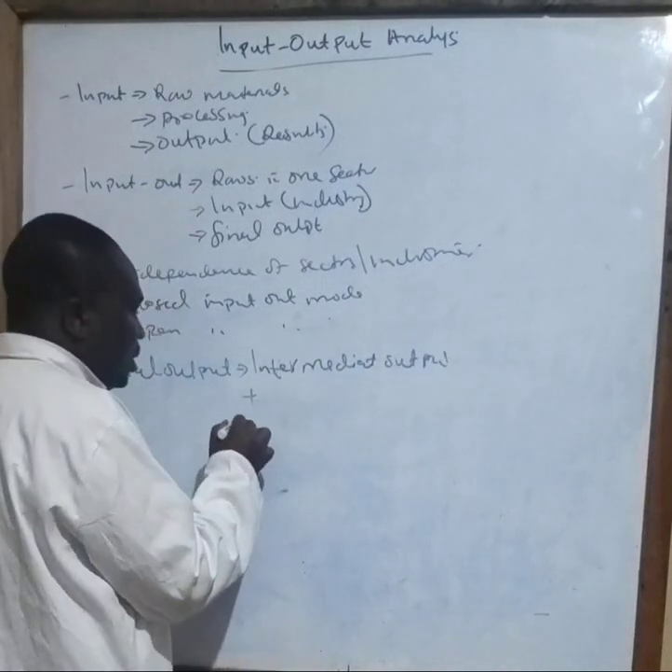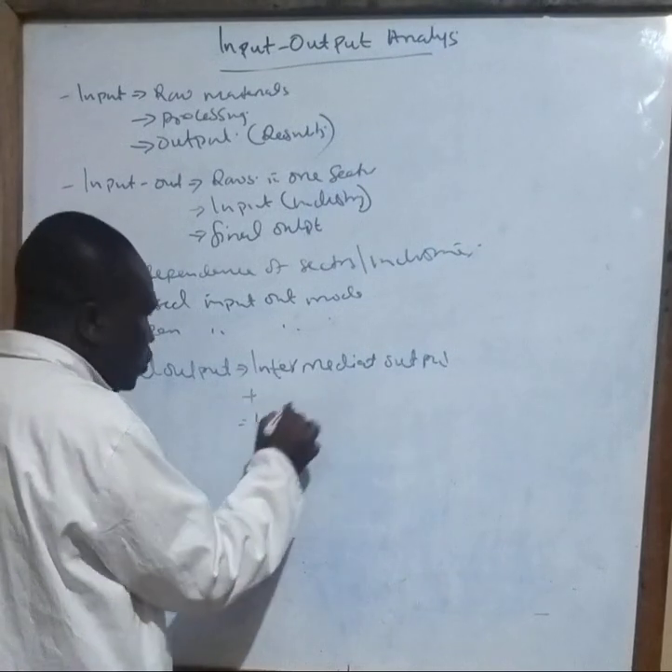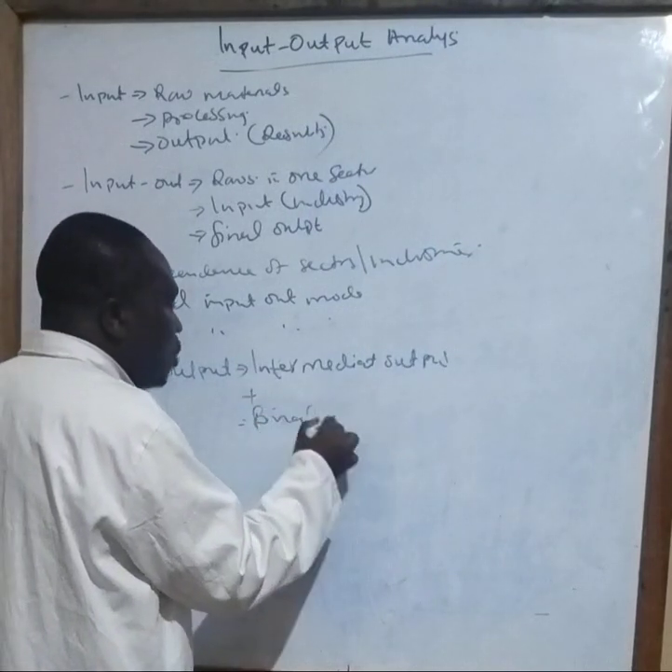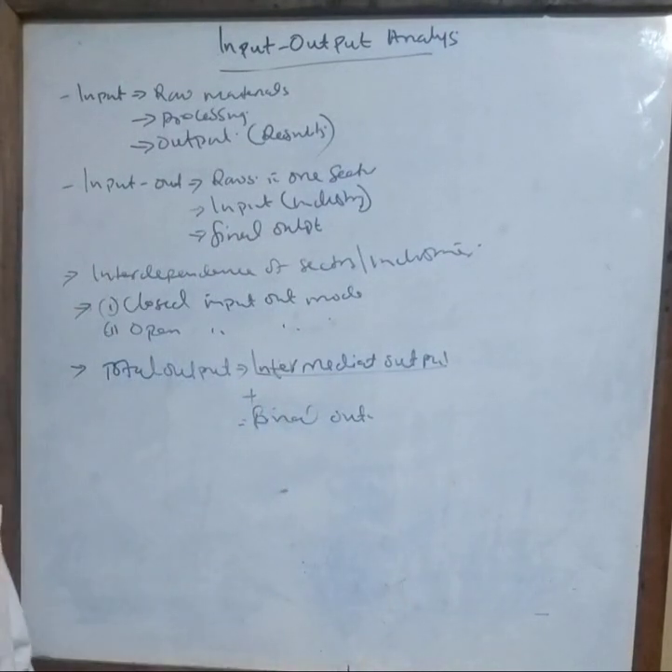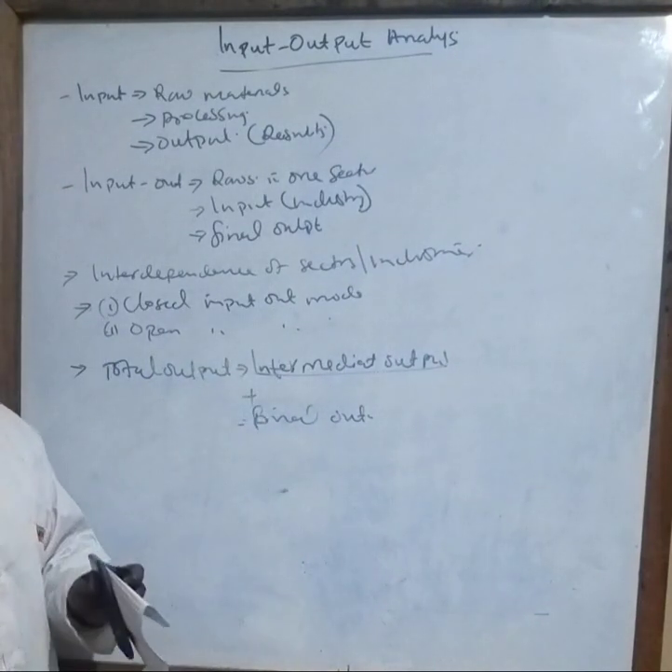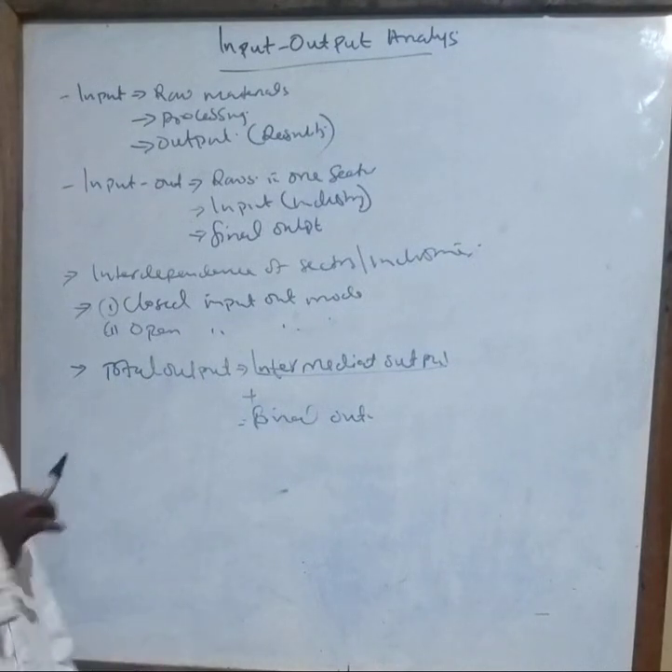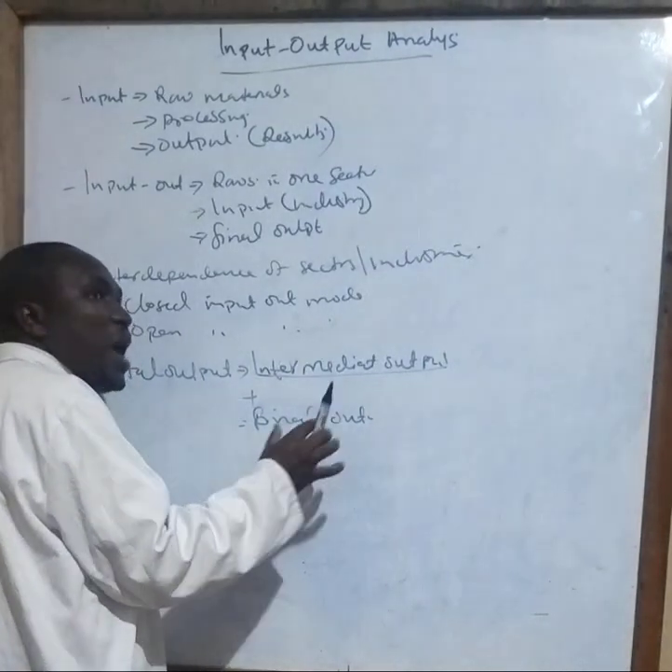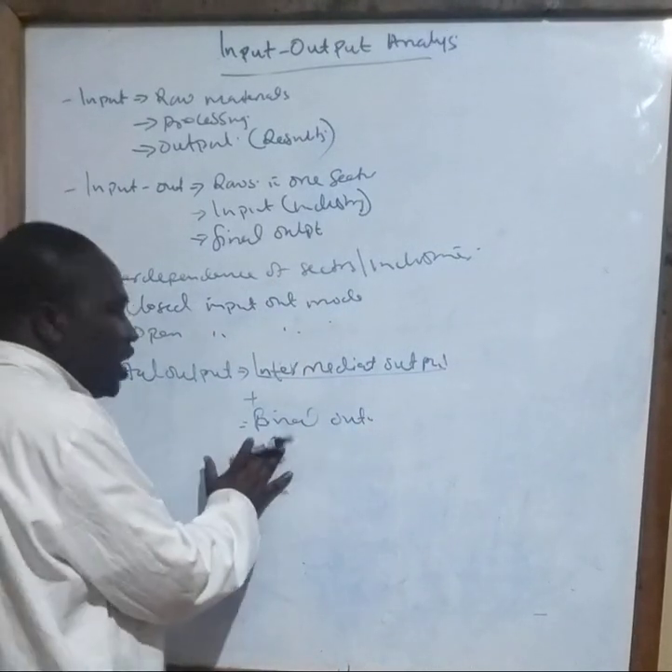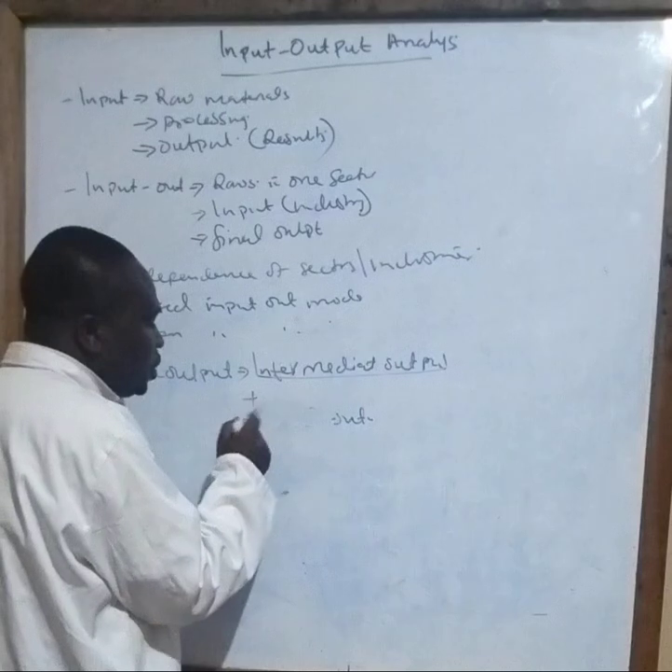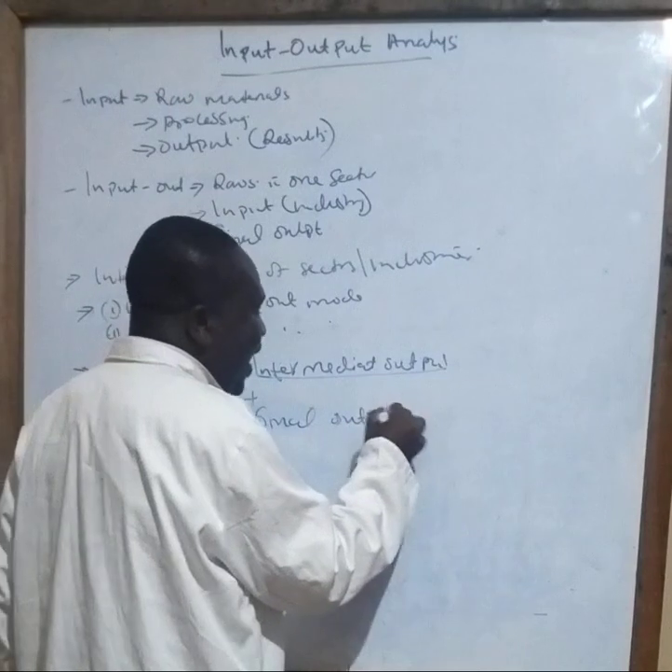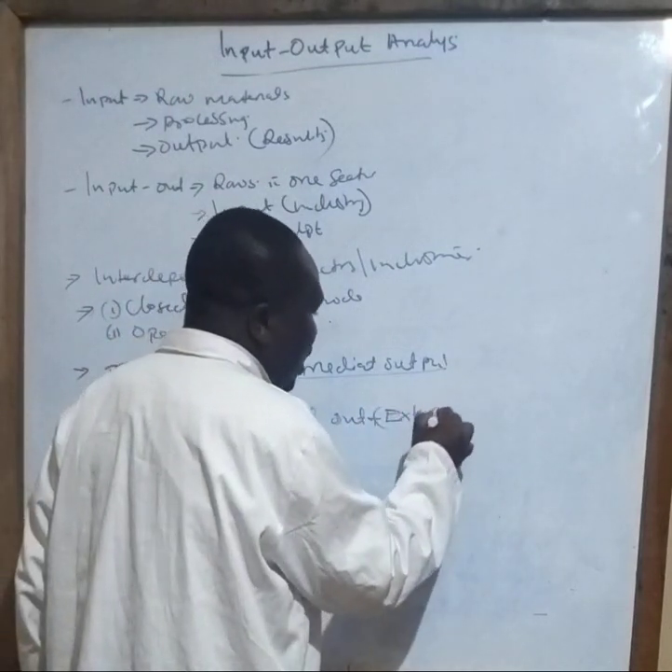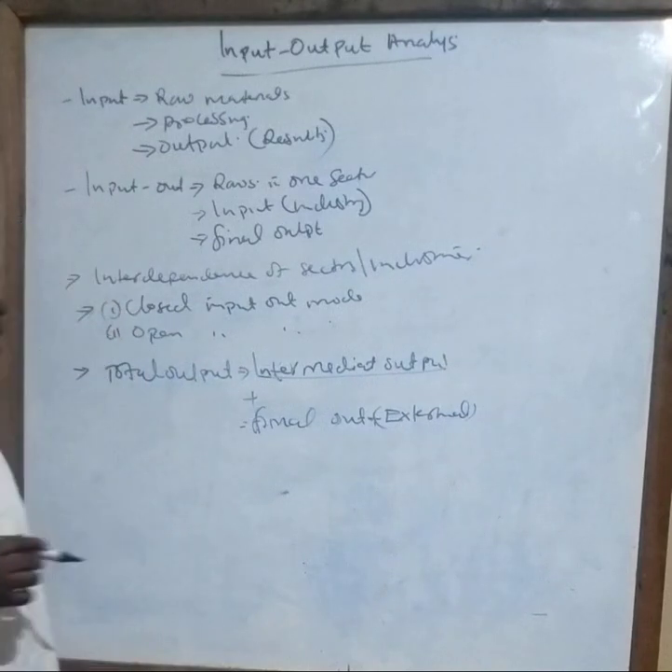You add intermediate output, we add the final output. When you talk about intermediate output, we are referring to that particular output that is mainly consumed by the interrelated industries or sectors. And the amount that we also sell to outsiders, we are calling it final output, or we can also say external. We can use the word external to demonstrate the same.